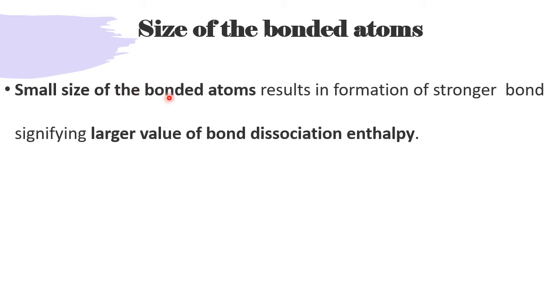Small size of the bonded atoms results in the formation of a stronger bond, signifying larger value of bond dissociation enthalpy. Means what? See, when the size is small, they go close. When they go close, a strong bond is formed. When the strong bond is formed, we require more energy.